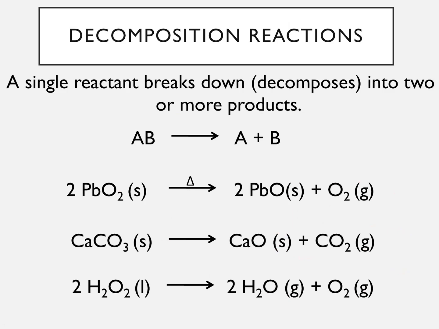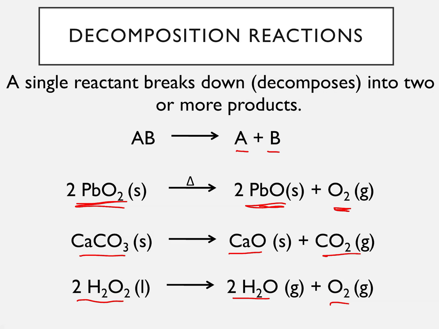Decomposition reactions are exactly the opposite. We have one thing, right? One compound, one molecule breaking down into 2 or more pieces. So like here we have lead oxide, which is breaking down into a different form of lead oxide and oxygen gas. All right, and so for all of these, we have one thing that's breaking down into 2. It could also break into 3 pieces, but it just needs to be one thing breaking down into 2 or more pieces.